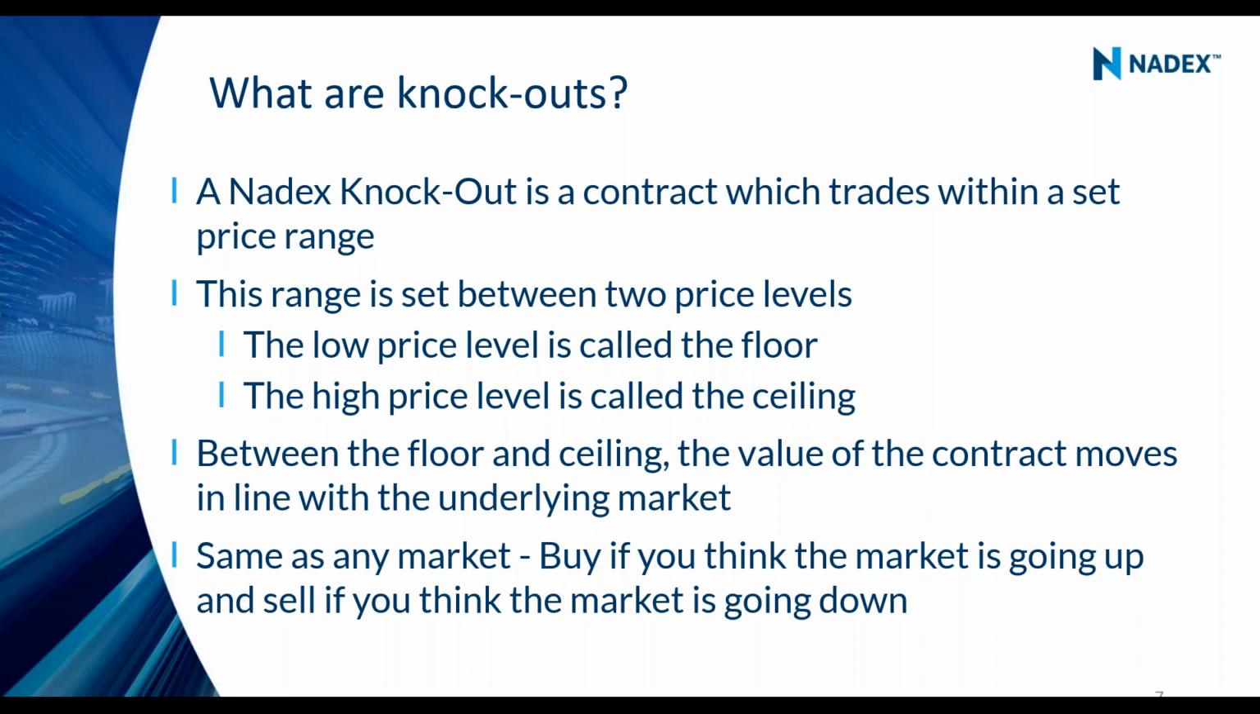So a knockout, it's a contract. We give you a clear range. There is a floor, there is a ceiling. The price of the contract, and I use gold for instance, will move up and down, and you can buy or sell. And if you think it's going to go higher, you would buy.